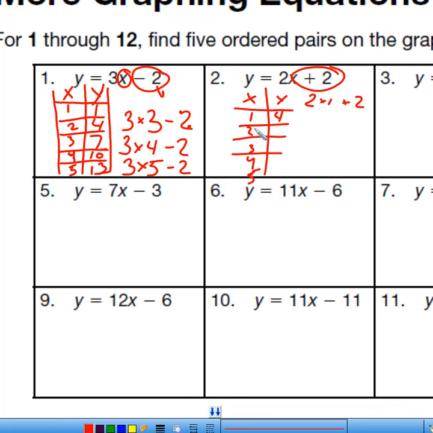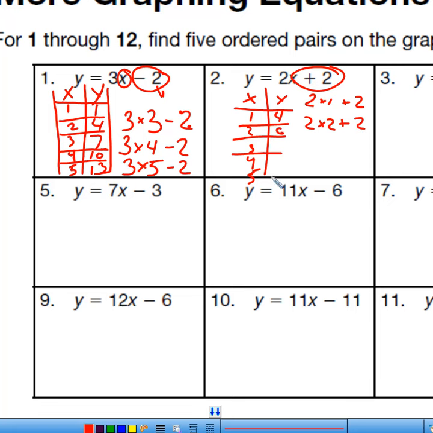Now we'll take 2 here and plug it in for x. So 2x, 2 times x. And if x is 2, so 2 times 2 is 4. We can't forget our plus 2 here. Plus another 2, so 2 times 2 is 4, plus 2 more is 6.